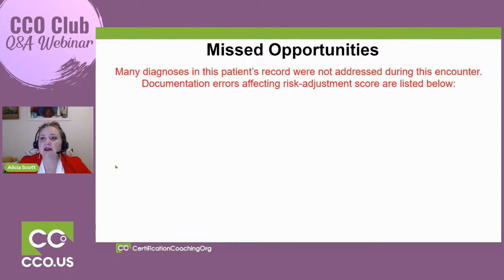Very first thing is to note that you are not the backup. Many of these diagnoses in this patient's record were not addressed during this encounter. So you're going to see documentation errors affecting risk adjustment scores as we move forward, because that's not why the patient was seen that day, right? The codes that you see are why that patient was seen that day. Now, as a risk adjustment coder, you're looking at all the chronic conditions, and we want to find meat. And hopefully we can do that with the medications and so on.